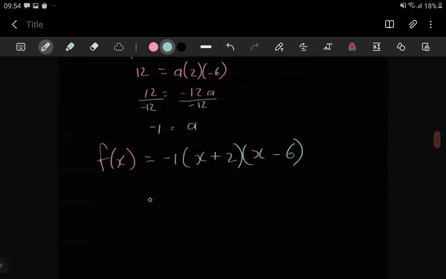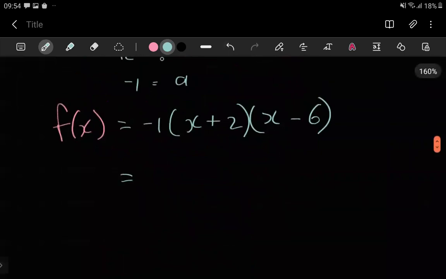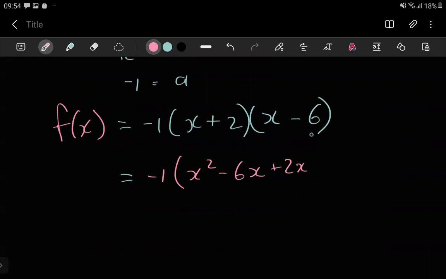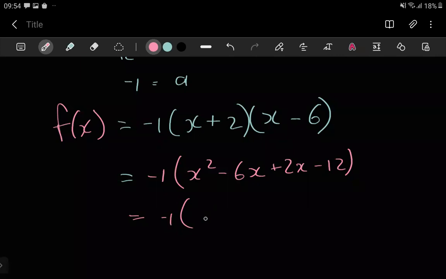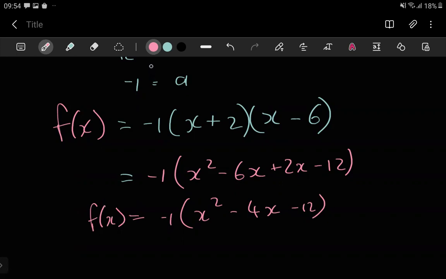And then with this equation, all we do is we just have to multiply out the brackets. The -1, we can keep out. X times x gives us x squared. X times negative 6 gives us negative 6x. 2 times x gives us 2x. 2 times negative 6 gives us negative 12. And then x squared, negative 6x plus 2x gives us negative 4x, and then minus 12. And then this is f of x.